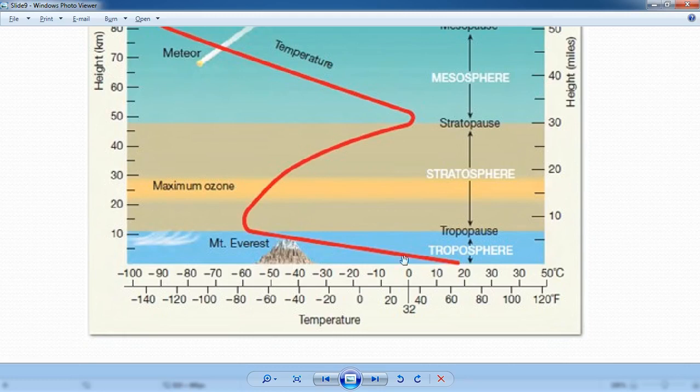So, okay. It's decreasing because, again, the source of heat is now the ground. It's not the sun per se. The sun heats up the ground, and the ground heats up the air above it. When the air is heated, it expands. When it expands, it rises. When it rises, it further cools down. That's why it's cooling down.